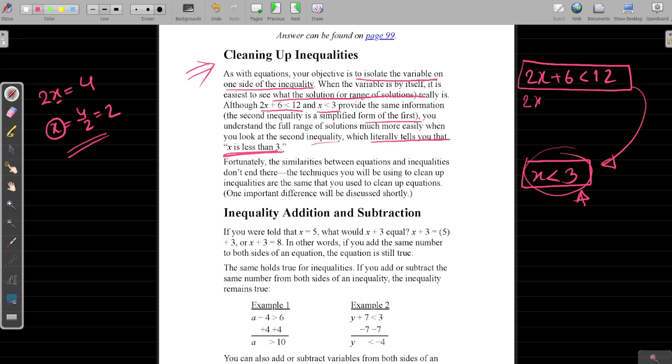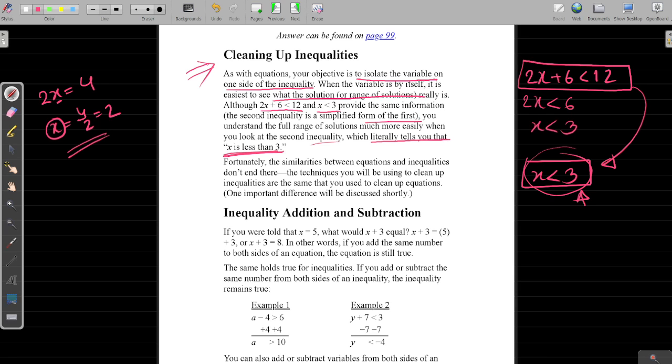So look at this. 2x less than 12 minus 6, that means 6. So x less than, this 2 is multiplication on that side, that's why on this side it is division. So x less than 3. So what does it mean? It means any value which is less than 3.